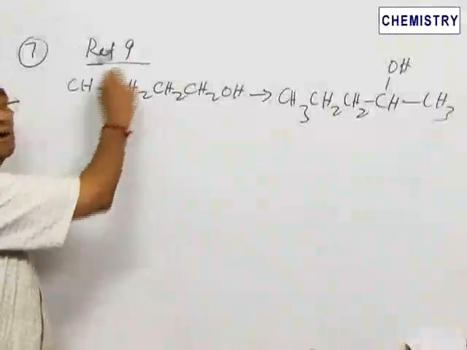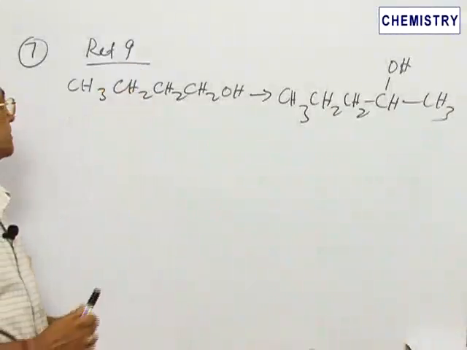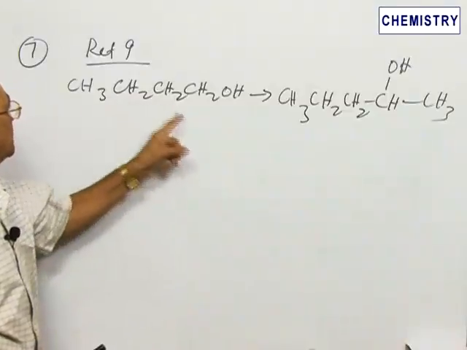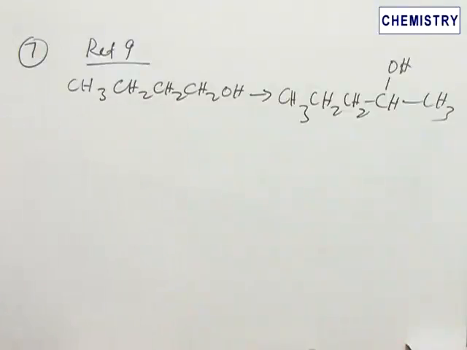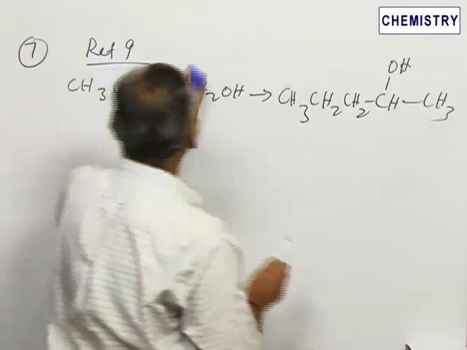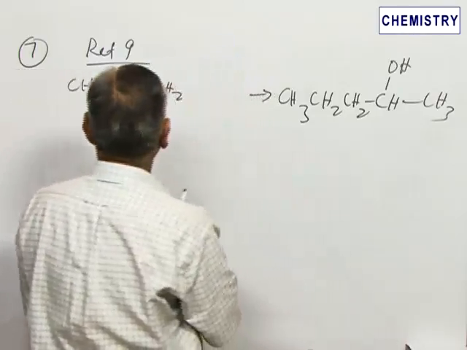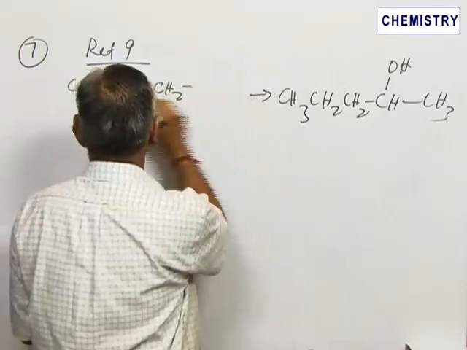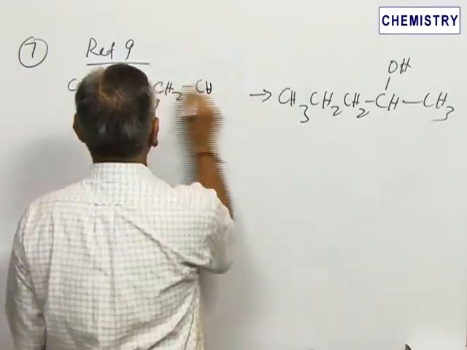Refer to question number 9 in the set. How will you convert this? There's a small mistake in the question. It is actually not pentanol. This is a butanol. This is actually 1, 2, 3, 4.